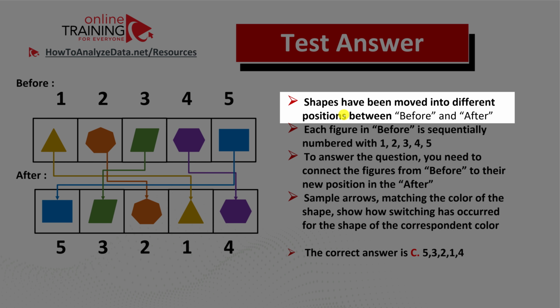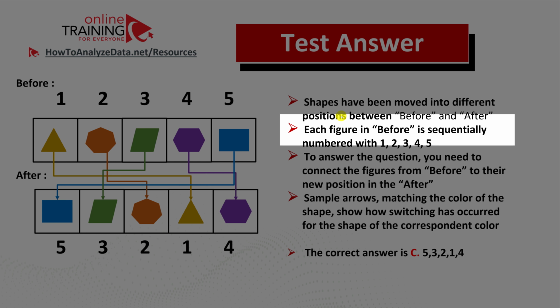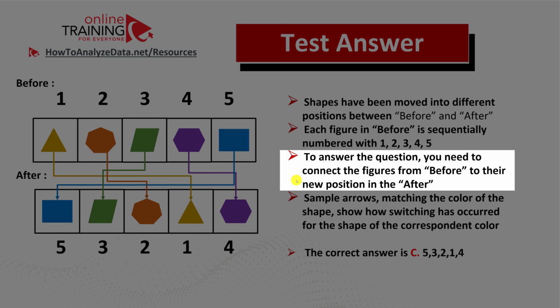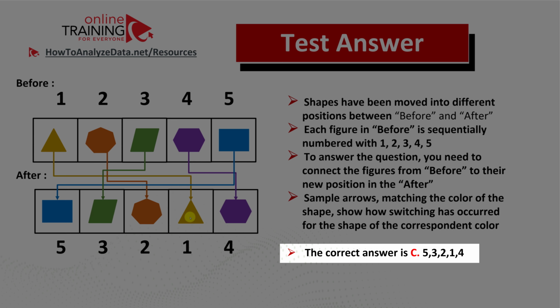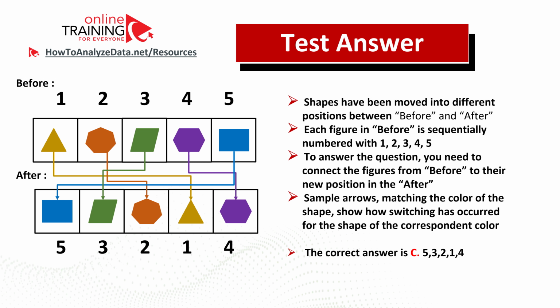Let's recap. Shapes have been moved into different positions between before and after. Each figure in before is sequentially numbered with 1, 2, 3, 4, 5. To answer this question, you need to trace the figures from before to their new position in after. The sample arrows presented here could be done mentally in your mind when you see this type of question on the test. The correct answer is choice C, 5, 3, 2, 1, 4.